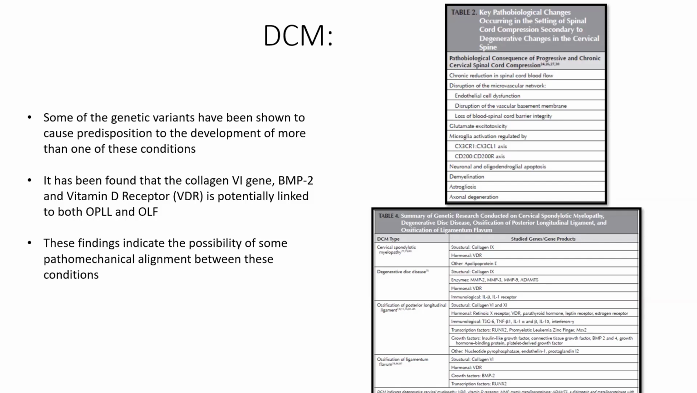They did find some genetic variants that are predisposing patients to more development of these conditions, and these are highlighted in the second point of this slide. Some of these include your collagen genes, your BMP2, and your vitamin D receptors, which could be linked to ossification of the posterior longitudinal ligament and ligamentum flavum. There have been plenty of genes studied, but overall, we know this to be a degenerative disease pathology.